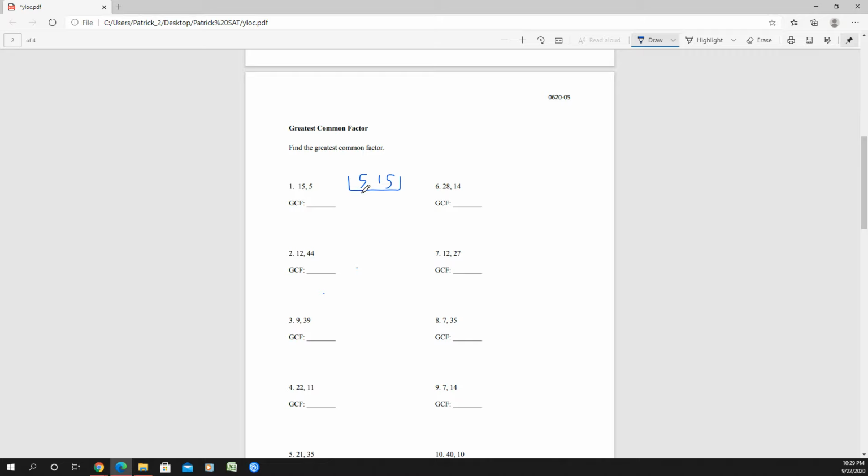5 cannot be divided by 3 either. Can 5 be divided by 4? No. Can 5 be divided by 5 though? Yes, it can. Can 15 be divided by 5? Yes, it can. So you put 5 and then you divide 5 and 15 by 5, which is 1 and 3.